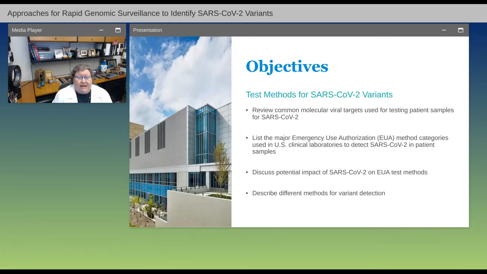The objectives today are to review the common molecular viral targets used for patient testing of the SARS-CoV-2 virus, list the emergency use authorization methods, discuss the potential impact of SARS-CoV-2 variants on the EUA test method, and describe different methods for variant detection.